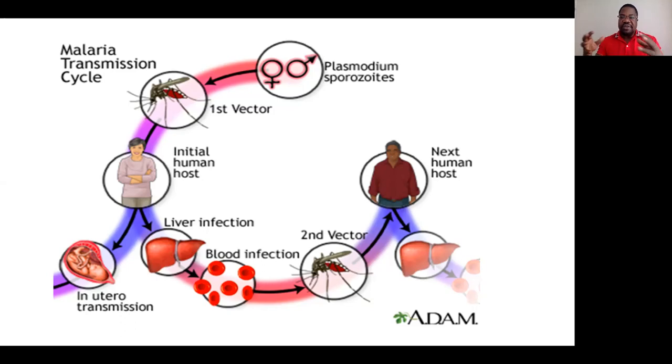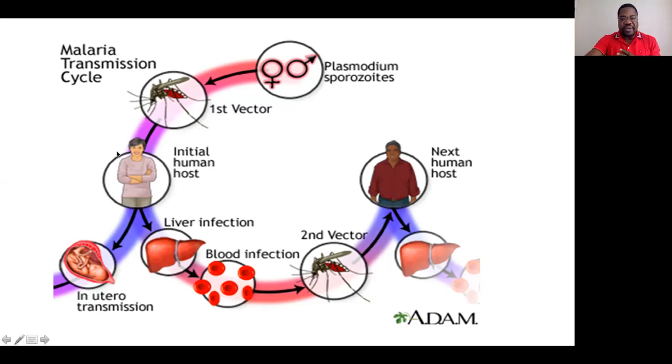Then if you are living in a malaria endemic area where those mosquitoes are around, another mosquito will be able to come and bite you and take in your blood that contains the parasite. And when the mosquito goes to bite another person, it will transmit the infection and the chain of infection will continue.